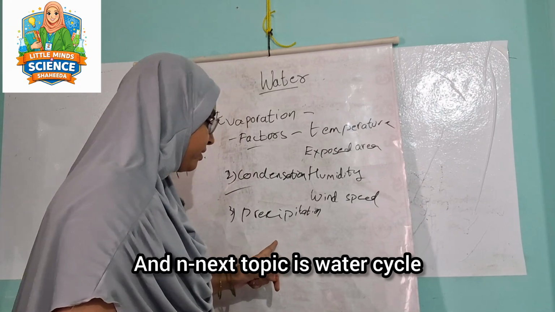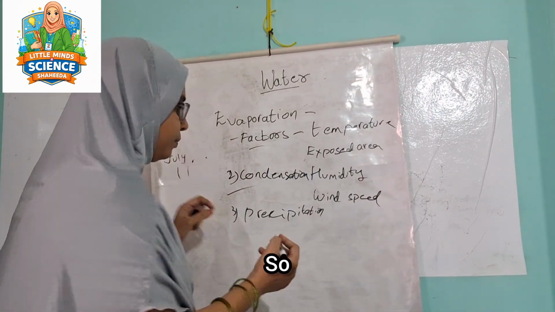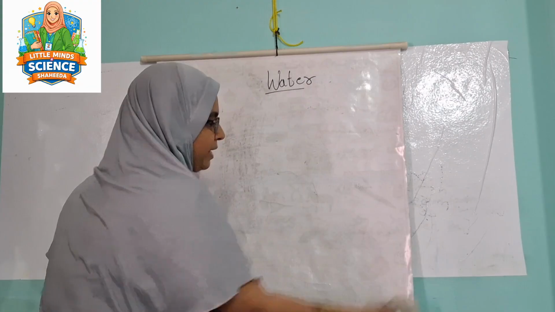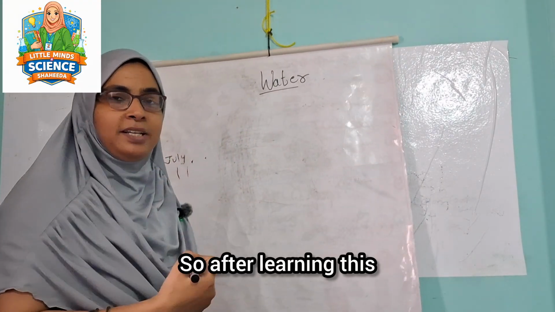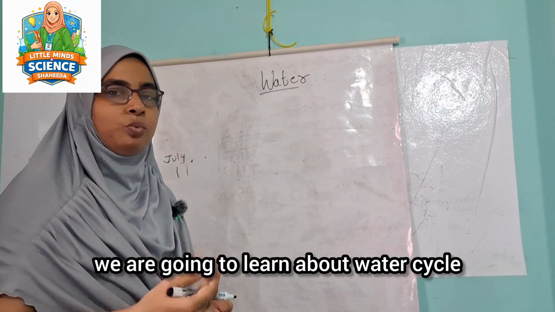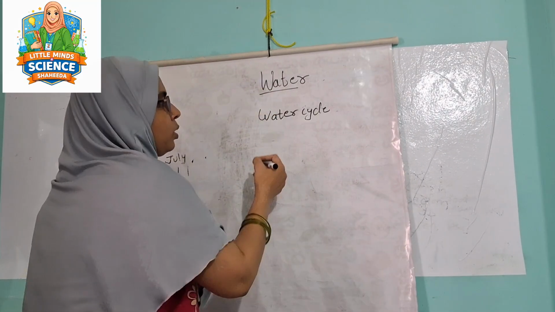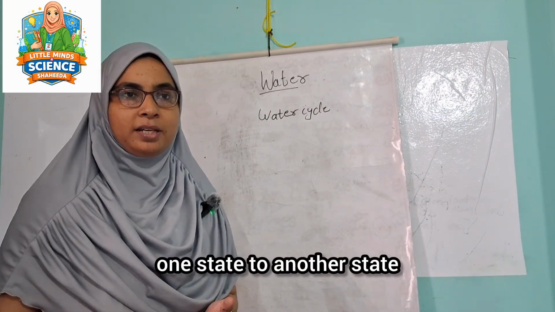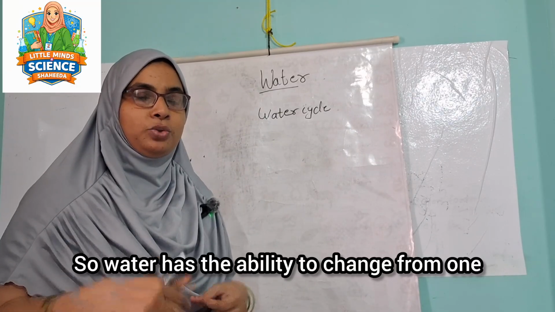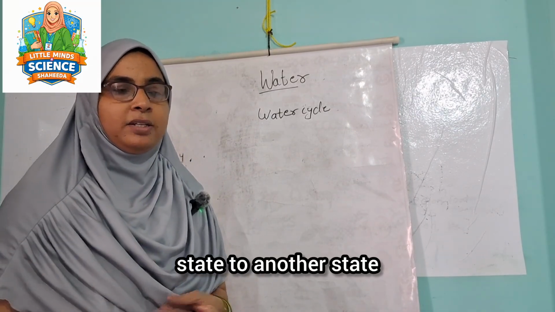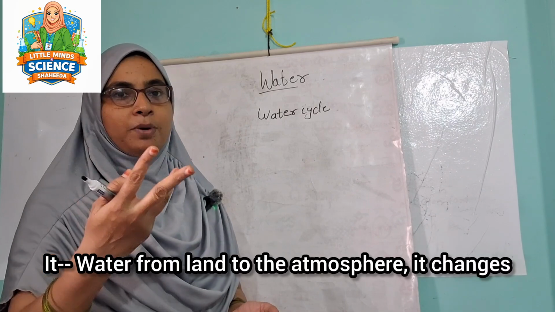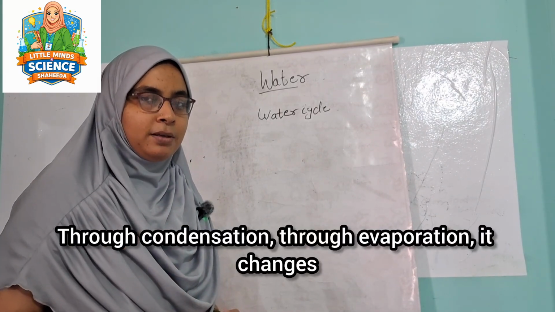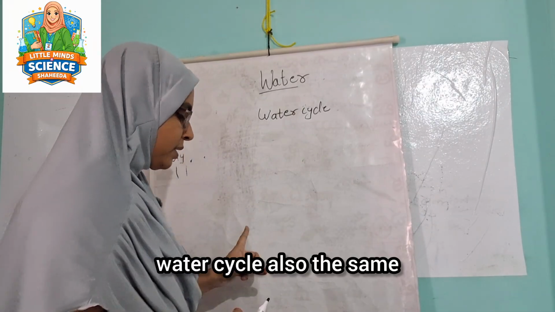And next topic is the water cycle. We have learnt about evaporation, condensation and precipitation. After learning this, we are going to learn about the water cycle. What is the water cycle? Water has the ability to change from one state to another state. Water from land goes to the atmosphere through evaporation, and comes back through condensation. In the same way, the water cycle is also the same.